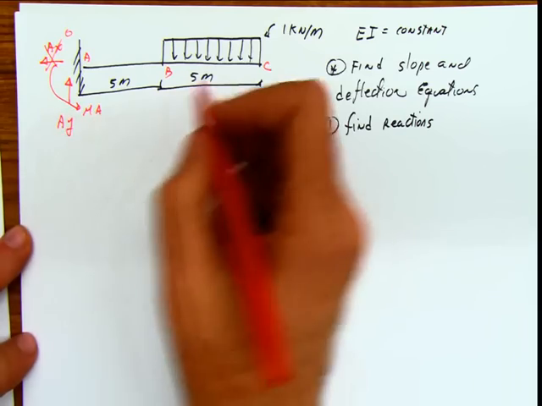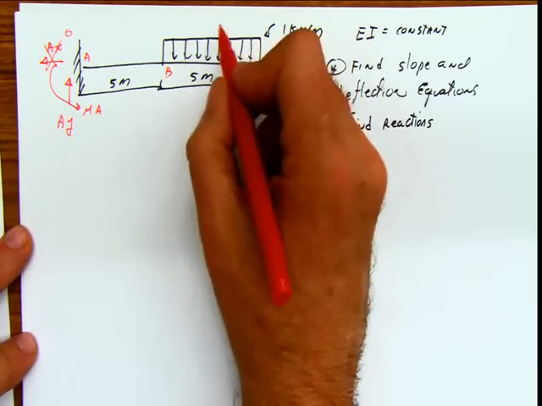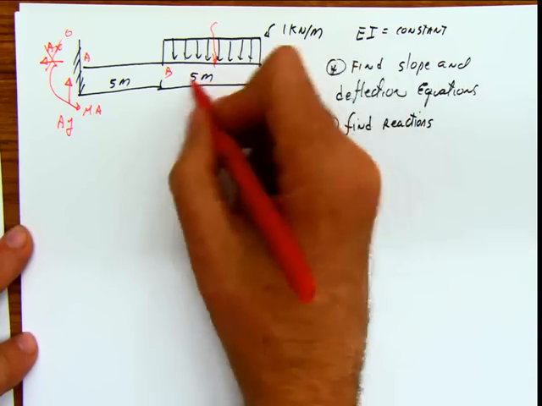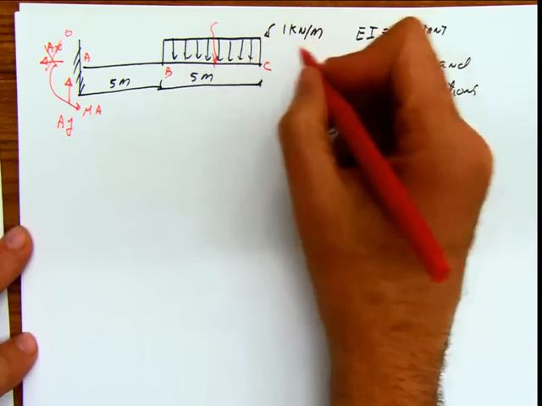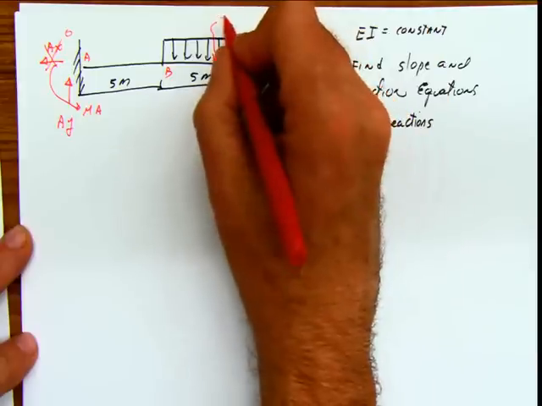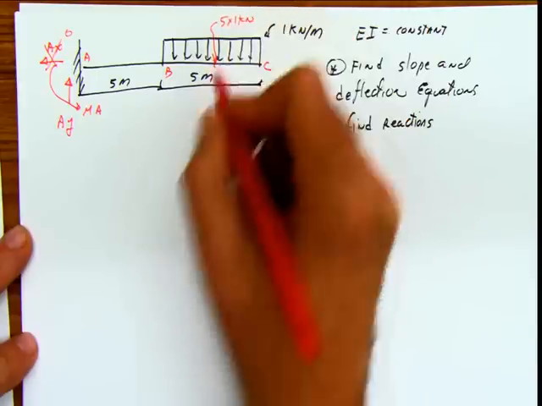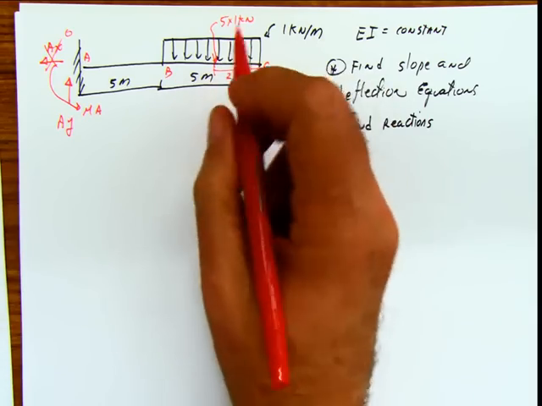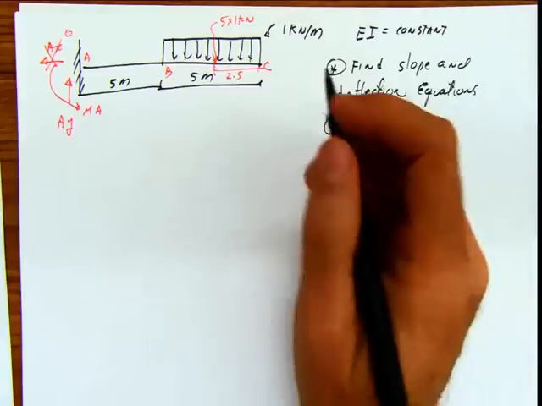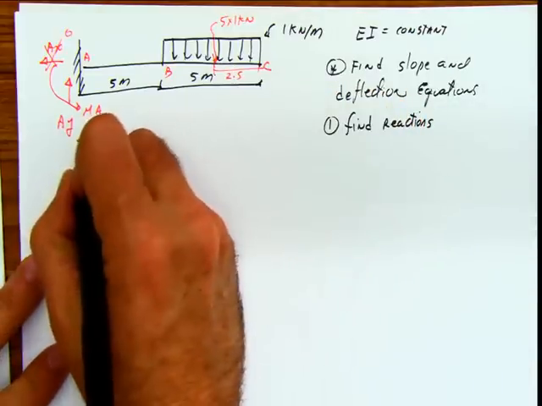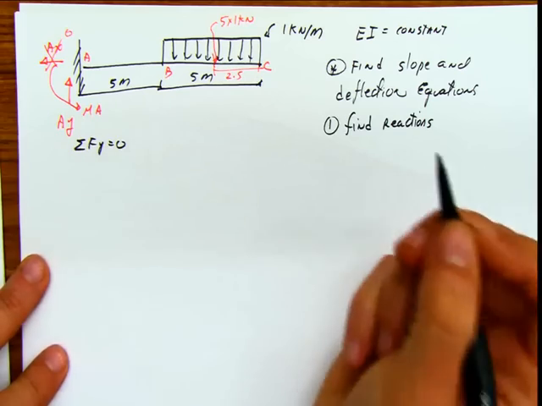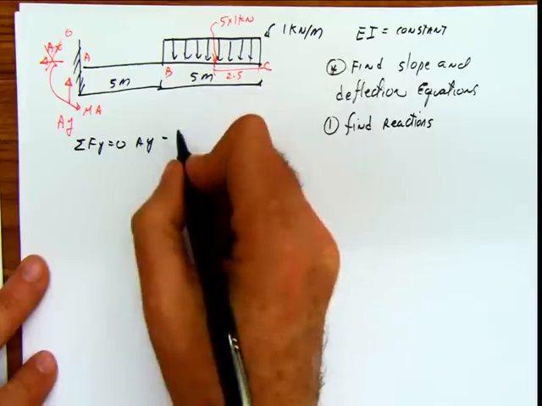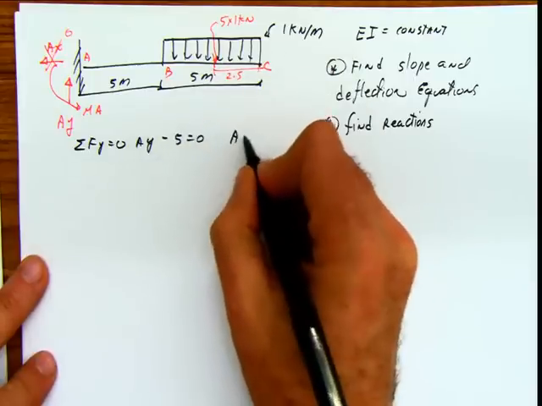So we find the reactions. This is a distributed loading. Remember, for purposes of calculating reactions only, we can convert it into one concentrated equivalent load. This is 5 times 1, so 5 kilonewton, and the location is 2.5 from either end, because it's half of the distance from the base. So summation of forces in Y equals 0, so AY minus that force, which is 5 kilonewton, equals 0, or AY equals 5 kilonewton.